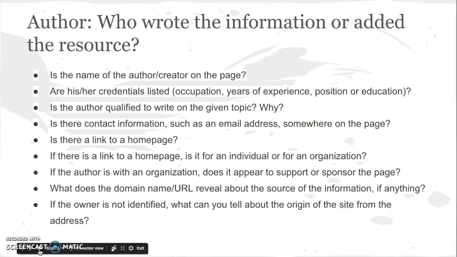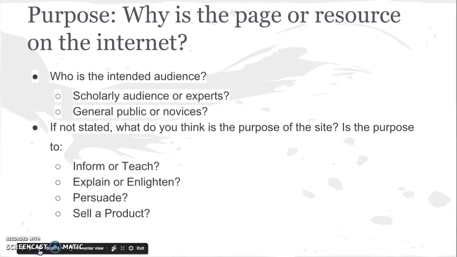And what's the domain name and the URL? They can reveal a lot of information. If it's a .org or .edu, then a lot of times those are educational and those are nonprofit pages. If it's a .com or a .net, then it might be for a business. And if the owner is not identified, what can you tell about the origin of the site? Where did it come from?